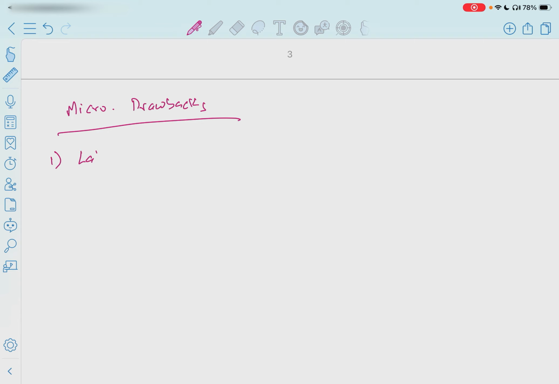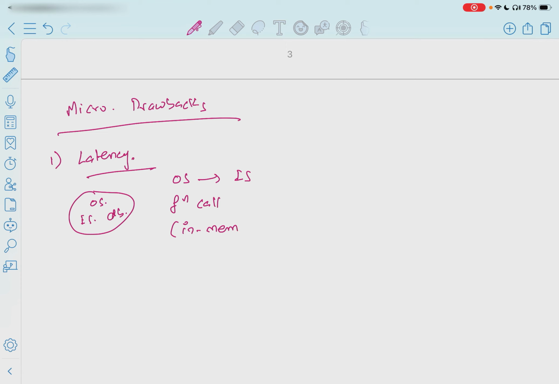First drawback is latency. In a monolithic application, we had seen different modules can actually call each other. For example, we have order service, inventory service, and database. If my order service needs to call inventory service, then it will be a simple function call, an in-memory call, right? So there is no network hop here, and there will be very little latency in this case.